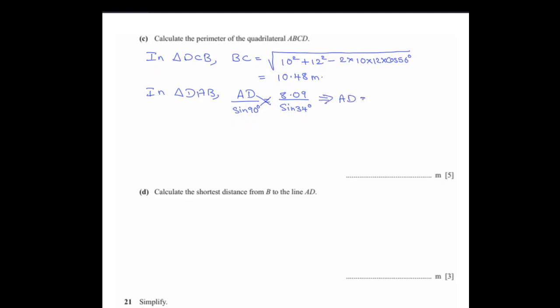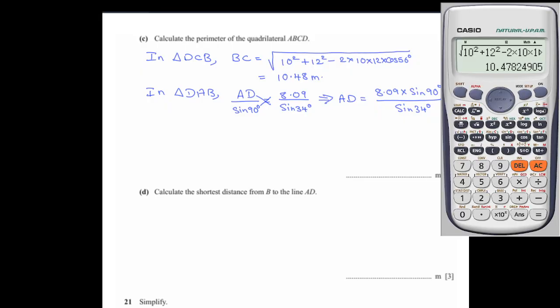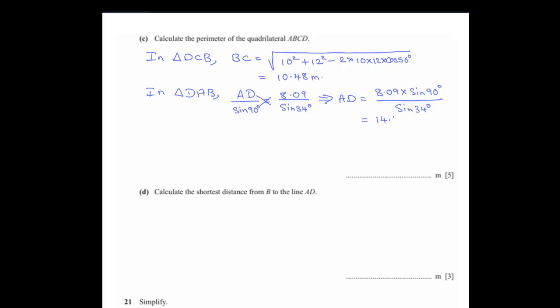So AD is equal to 8.09 into sine 90 by sine 34. We know that sine 90 is 1, so no need to take that in the calculator. AD is equal to 8.09 by sine 34. 14.467. So we'll take 14.47. AD is equal to 14.47. Now the perimeter of the quadrilateral.